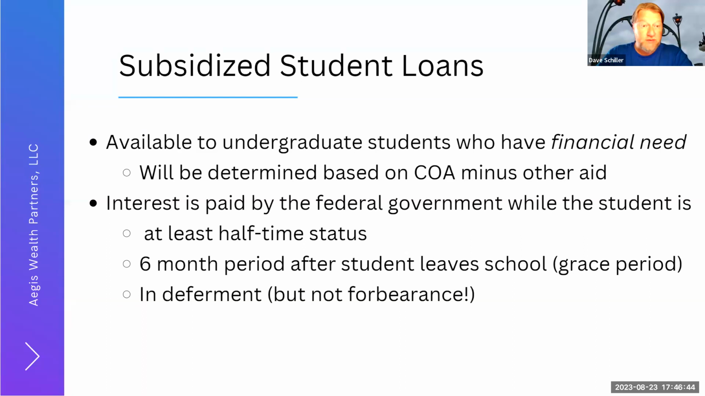direct loans for the student. The student can borrow them. The interest is paid by the federal government while the student is at least a half-time student. And also during the grace period, which is generally 6 months after they graduate or leave school, and also if they are in a deferment status. And then I have not forbearance. There are two different statuses where a borrower is not paying: deferment and forbearance. For the subsidized loans, there's no interest paid by the borrower while they are in deferment.